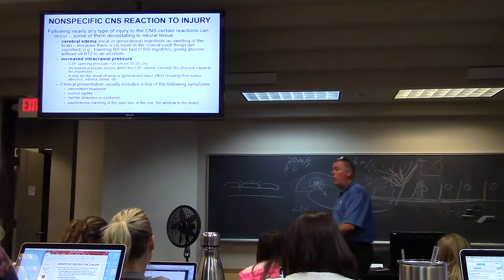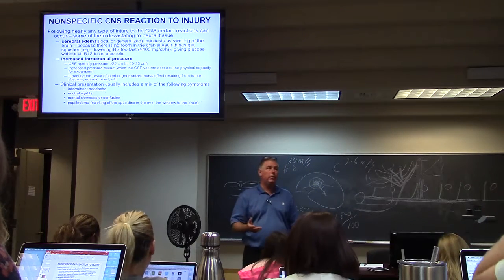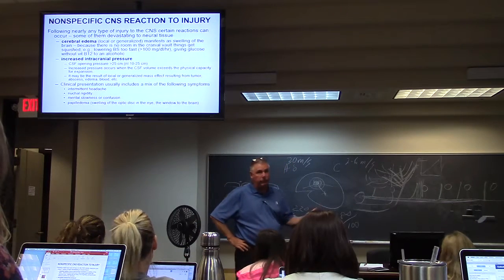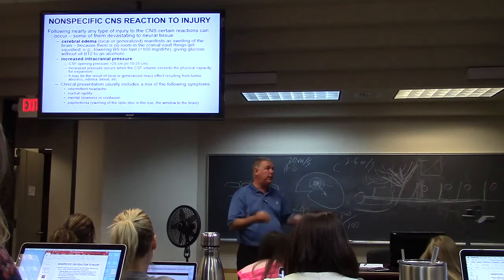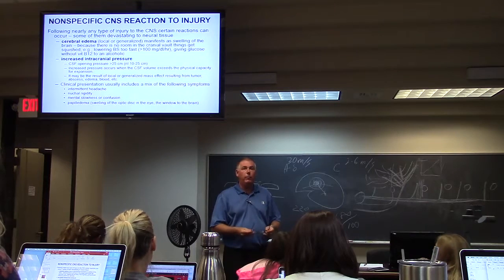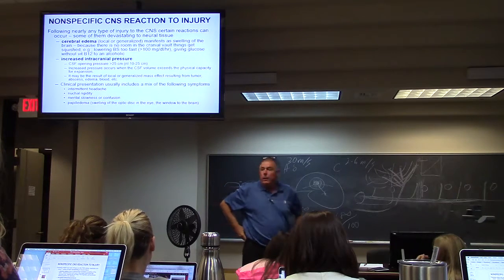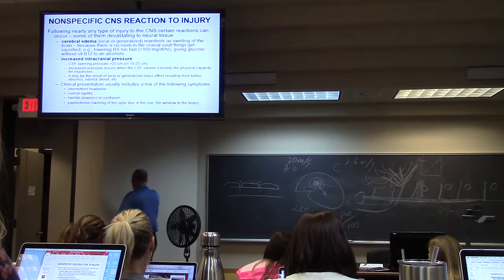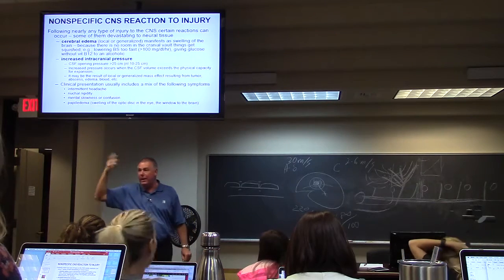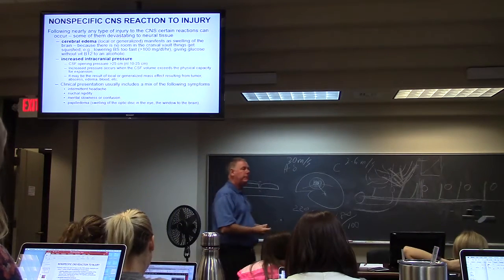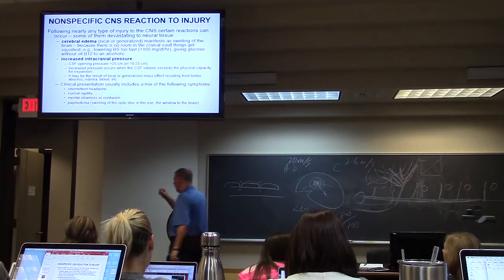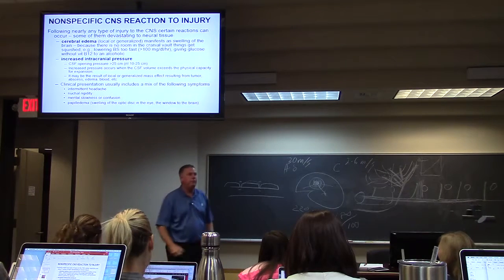One of the things that happens with injury to the brain is edema. Edema can come from several different sources. It can come from infection of the brain, just like an infection of the skin. It can come from trauma. If you're in a car wreck and your head hits the dash, that trauma can produce edema.